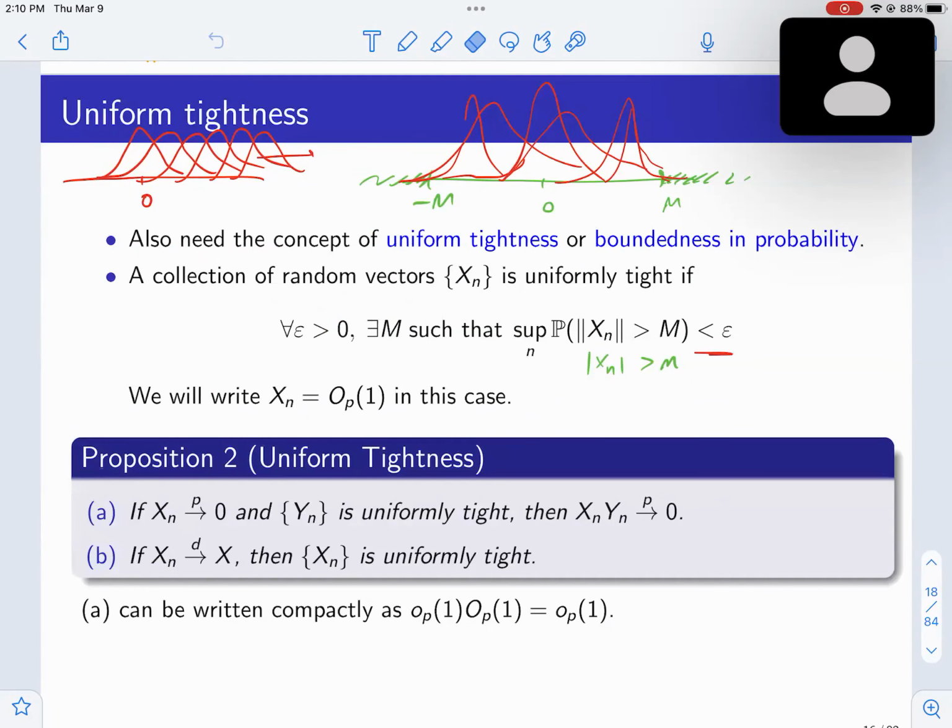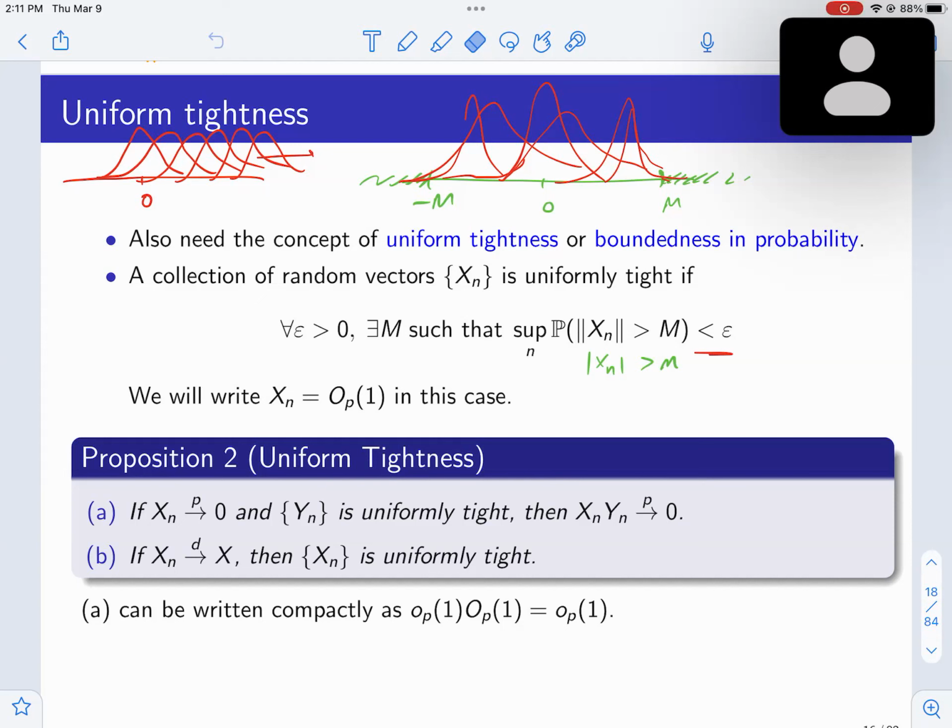Then we introduced this idea of uniform tightness, which corresponds to sequences bounded in probability uniformly. So uniform means over the sequence as n goes to infinity, there's a fixed interval that we can use to contain all the distributions within that interval with a certain level of confidence, epsilon, let's say.